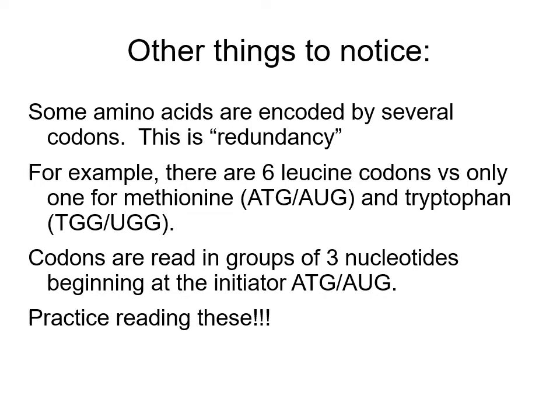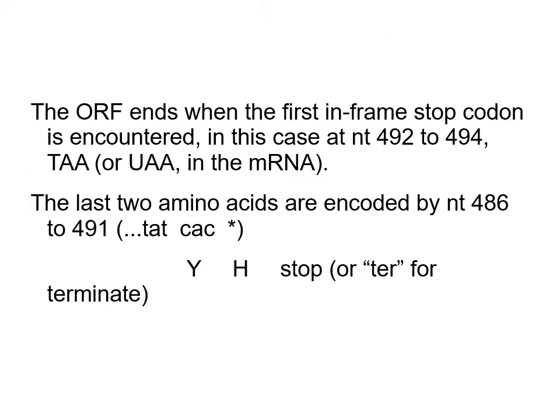Oh, yeah. Okay, so some amino acids are encoded by several codons. This is called redundancy, right? For example, there's 6 leucine codons, but not all amino acids are encoded by more than one. The AUG is unique for methionine, and tryptophan is only TGG or UGG. But we still read in groups of 3. You should practice reading these and practice being able to work on this chart.